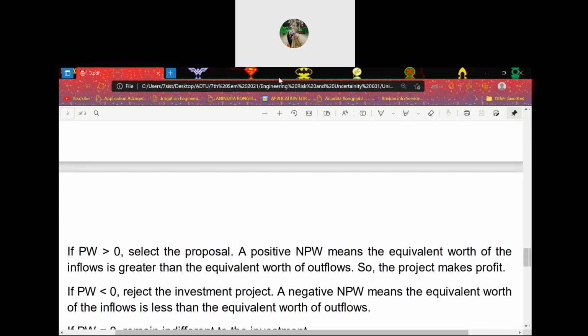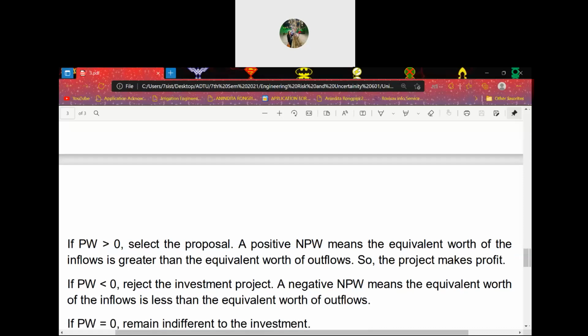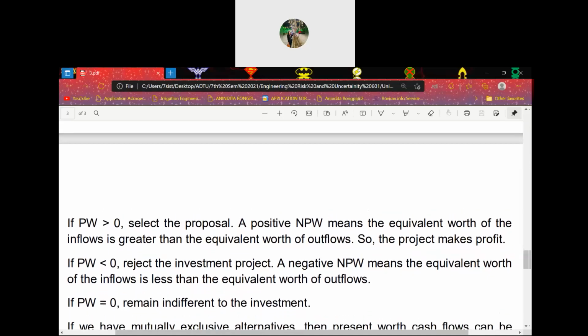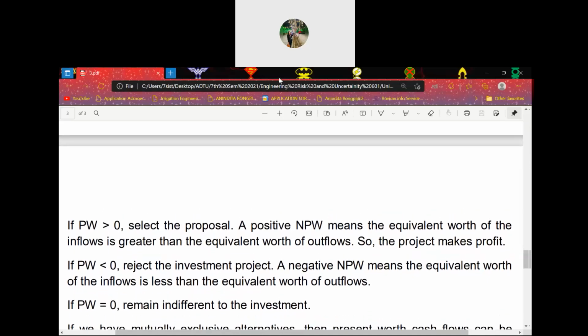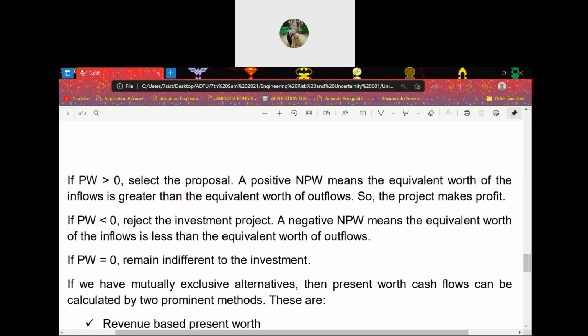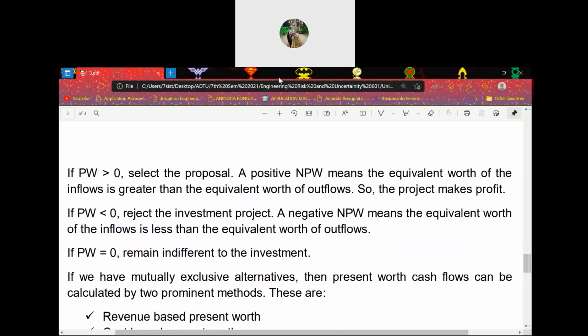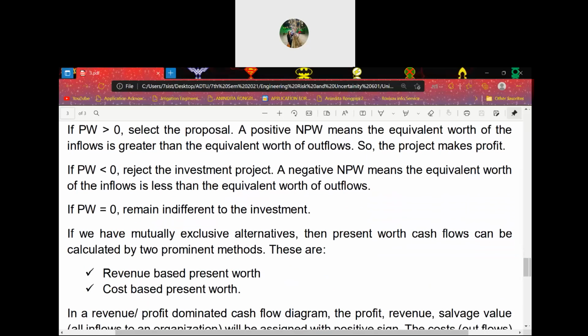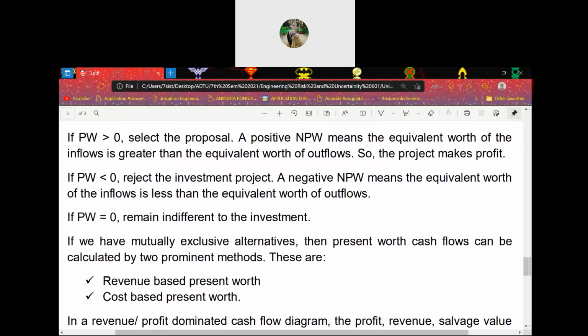Next, if the present worth is less than 0, then we reject the investment project, because a negative NPW means the equivalent worth of the inflows is less than the equivalent worth of the outflows. Next, if present worth is equal to 0, it remains indifferent to the investment. And if we have mutually exclusive alternatives, then present worth can be calculated by two prominent methods, which are revenue-based present worth and cost-based present worth.